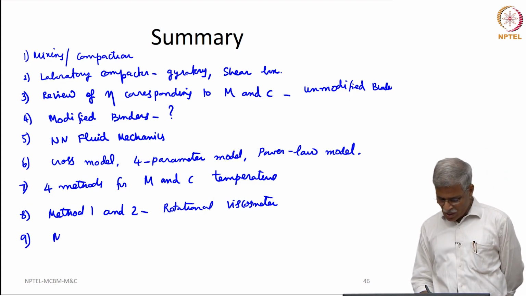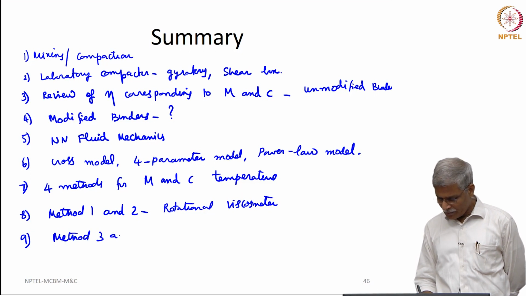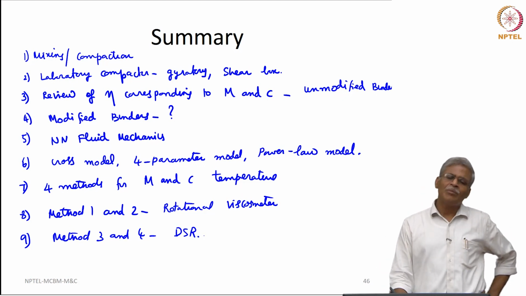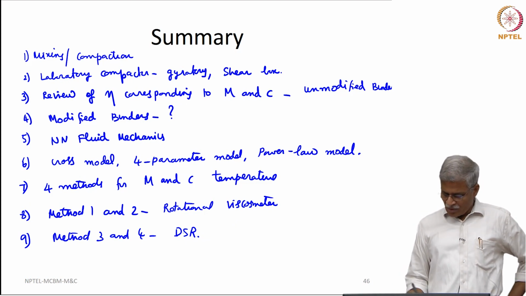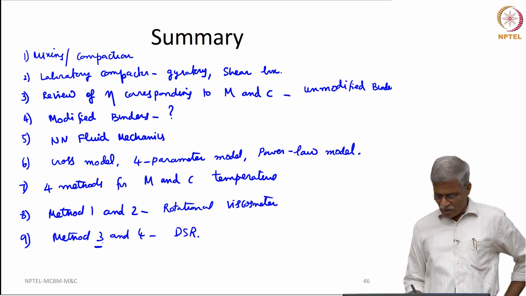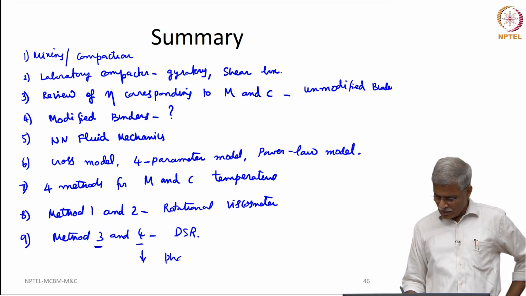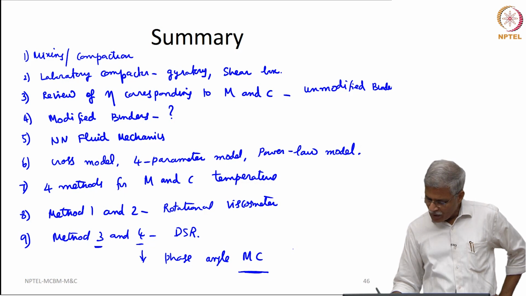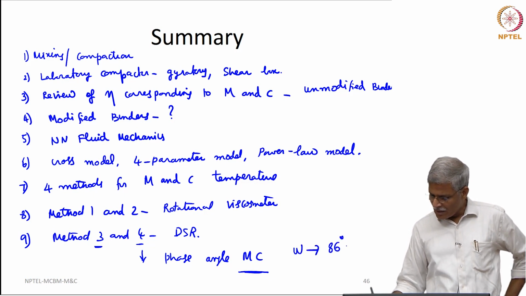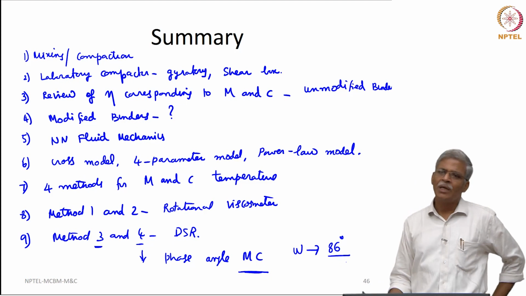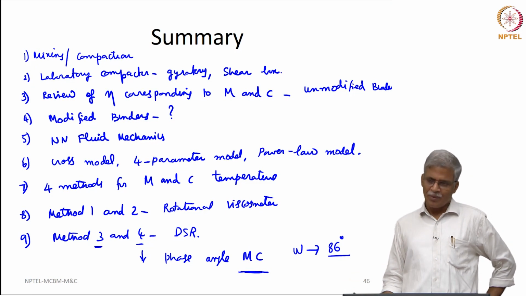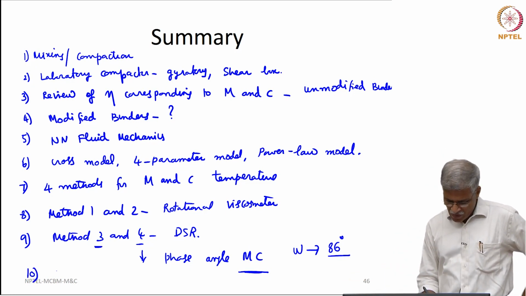The methods 3 and 4 used DSR. In the measurements using DSR, method 3 did not use any model, whereas in method 4 the phase angle master curve was constructed, and using the frequency corresponding to 86-degree phase angle, one was able to find out the corresponding reduced frequency, which was used in an empirical expression to find out the mixing as well as the compaction temperature. We also discussed the various issues.